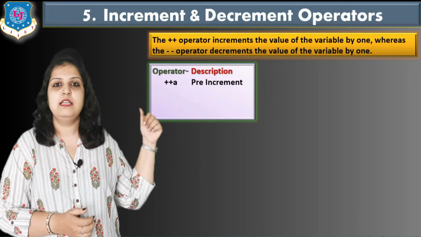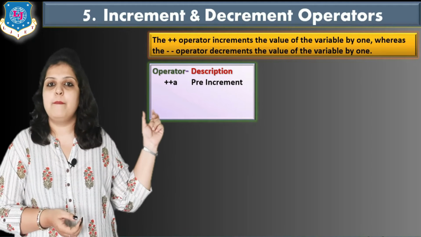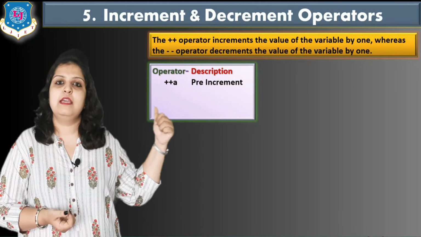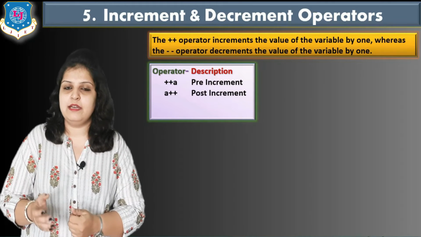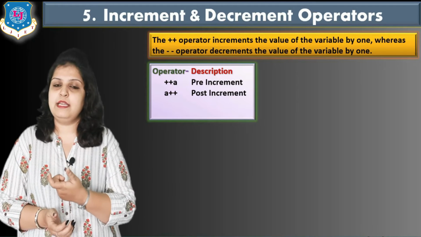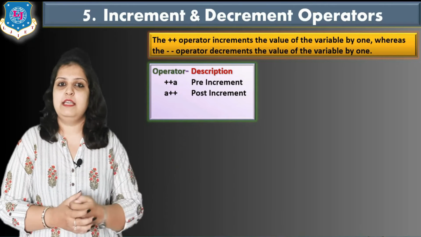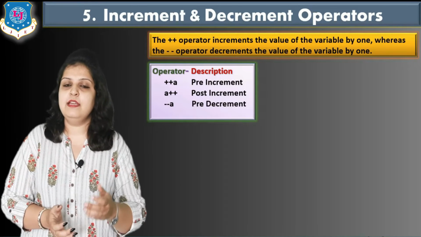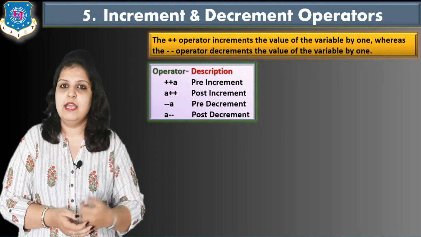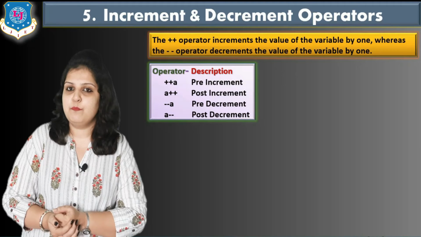So let's see, first is pre-increment. Pre means prior. So our operator we have to write before our operand, meaning plus plus a is called a pre-increment. Then the second type is post-increment, meaning our operand is first and after that we have to write our operator. So a plus plus is a post-increment. In the same way we have to write decrement, and for decrement we can use minus minus. Minus minus a means pre-decrement and a minus minus means post-decrement.